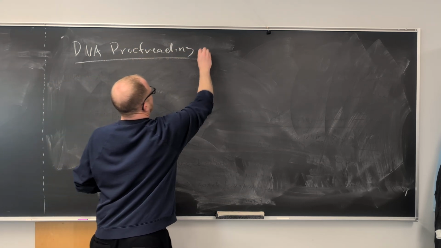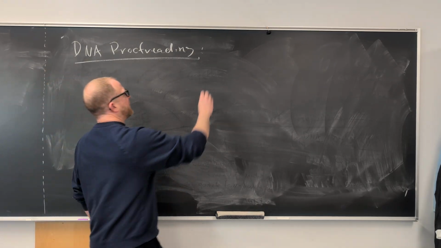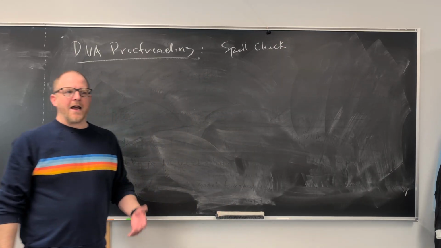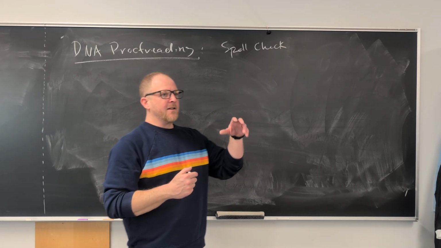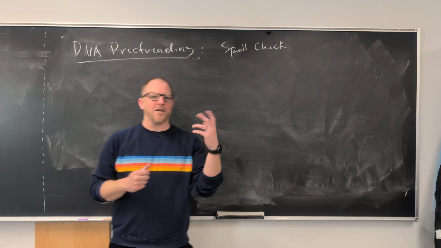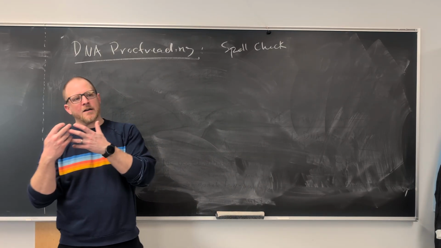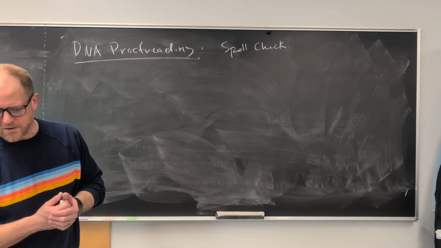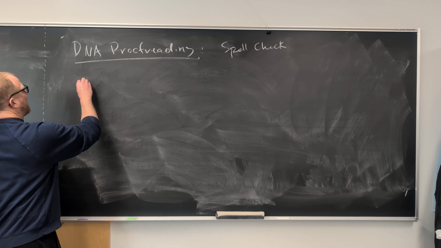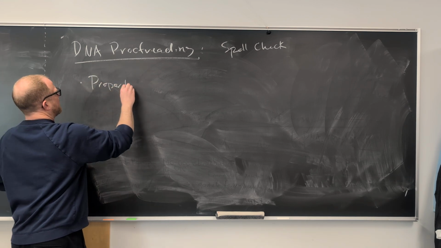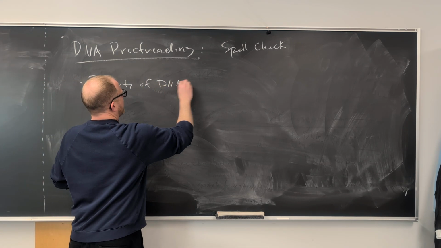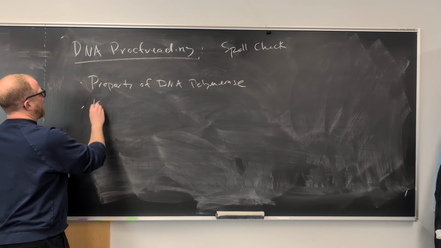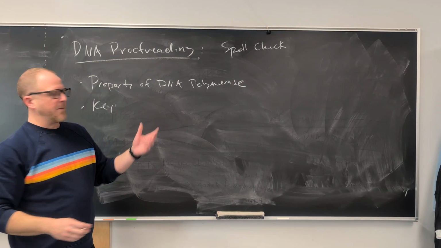I think it's okay to think about this in rough terms as spell check for DNA polymerase. As it's synthesizing DNA, it has the ability to detect that something is spelled wrong or there's some kind of error, pause, eliminate that error, and then continue and put in the correct base. So you can think of this as spell check for DNA polymerase. It's an inherent property of DNA polymerase, and the big key to this mechanism is that this occurs during replication.